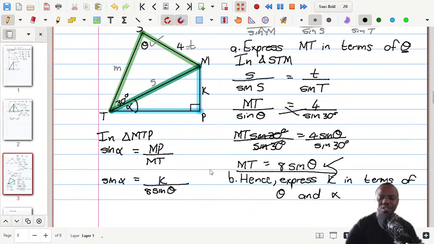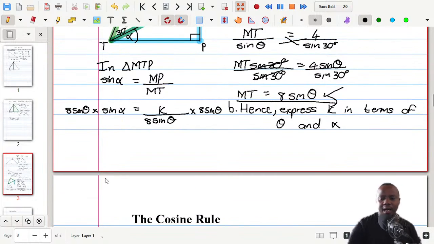We calculated MT earlier and we got 8 sine of theta. The question wants us to calculate K. So I'm going to multiply by 8 sine of theta on both sides. Now, this is going to cancel this. You've got K is equal to 8 sine of theta sine of alpha. And we are good to go.